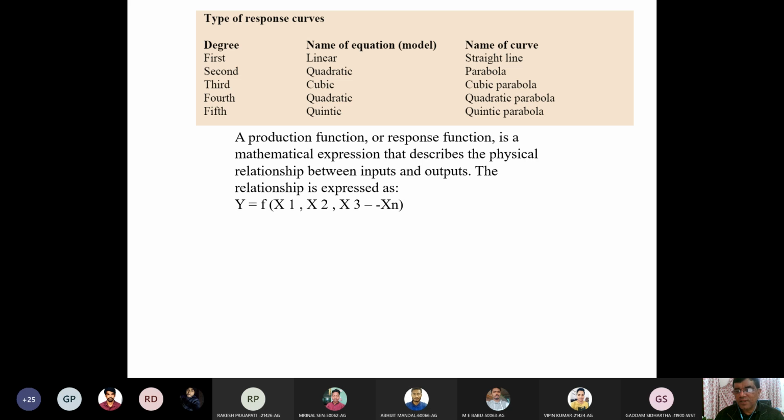A production function, actually the response curve is a production function, is a mathematical expression that describes the physical relationship between input and output. It is showing just the physical relationship. It is not an economic relationship. So it is expressed by y is a function of x1, x2, x3, and xn.